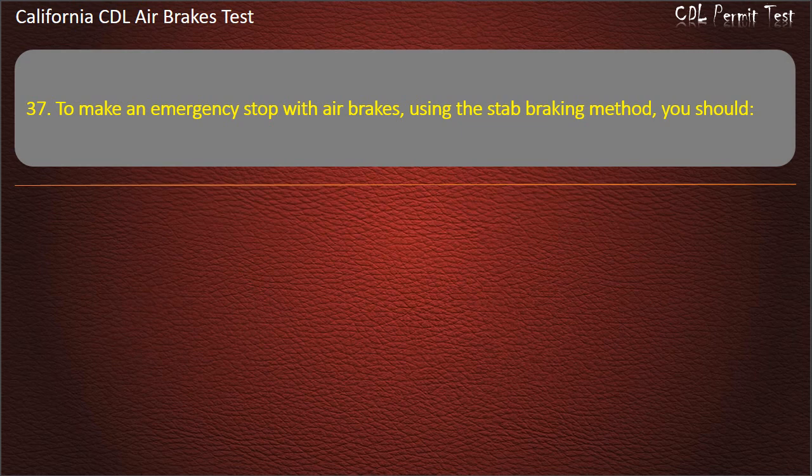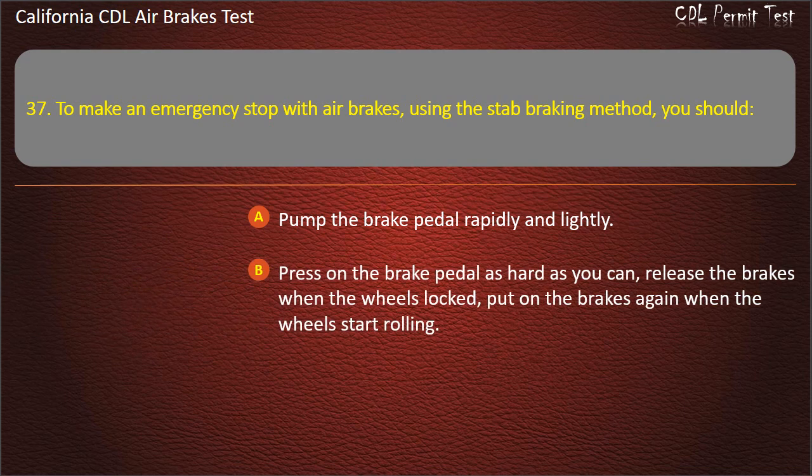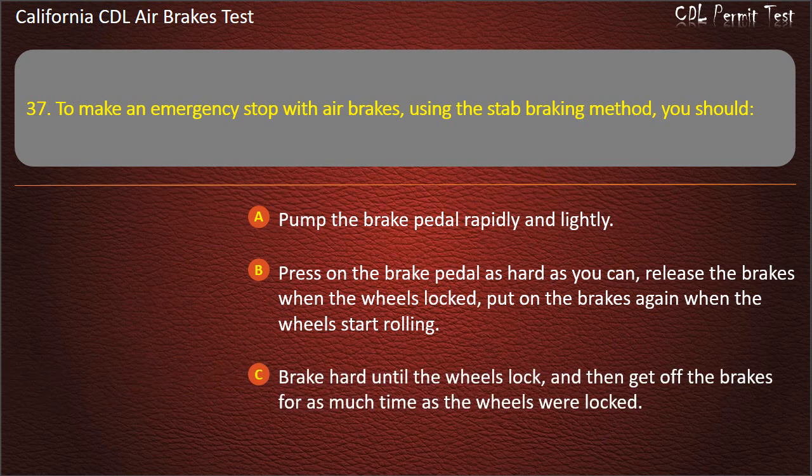Question 37. To make an emergency stop with air brakes using the stab braking method, you should pump the brake pedal rapidly and lightly, press on the brake pedal as hard as you can, release the brakes when the wheels lock and put on the brakes again when the wheels start rolling, or brake hard until the wheels lock and then get off the brakes for as much time as the wheels were locked. Answer. Press on the brake pedal as hard as you can, release the brakes when the wheels lock, put on the brakes again when the wheels start rolling.